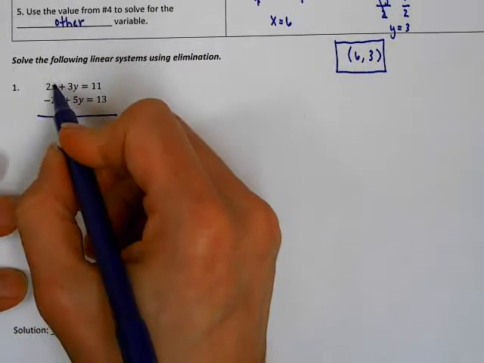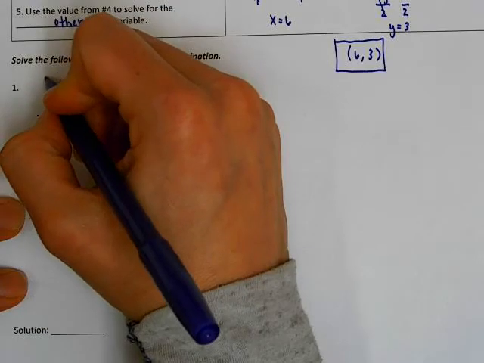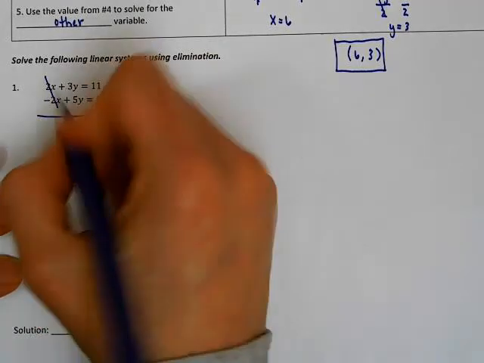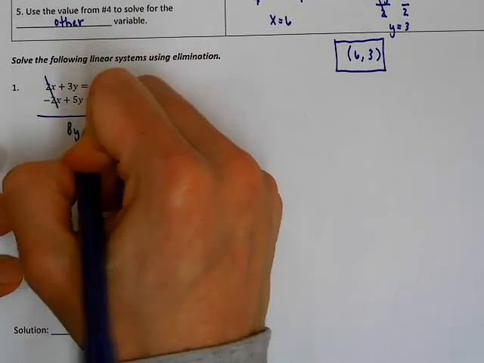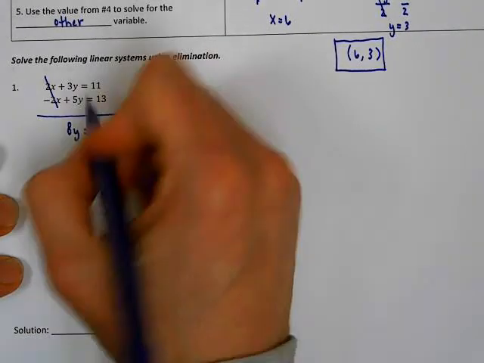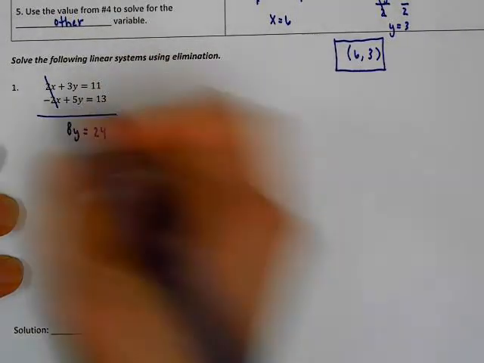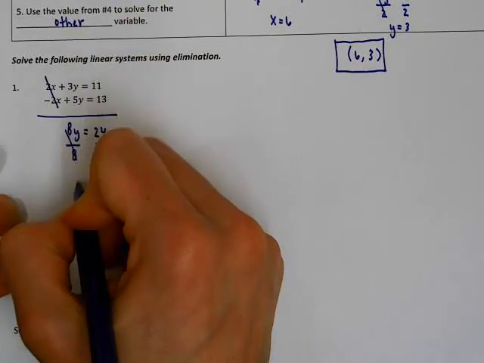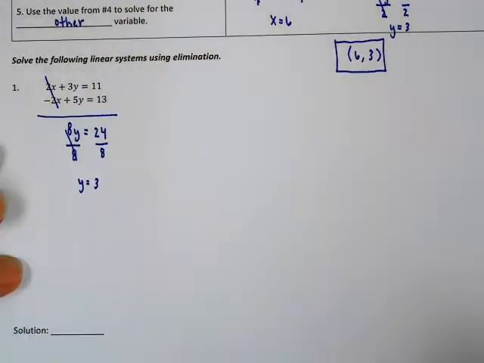So again, my 2x and my minus 2x, those are going to cancel out. Now I'm adding here. I have 3y plus 5y is going to give me 8y. 11 plus 13 is going to give me 24. So then I'm going to divide by 8 on both sides, and y is equal to 3.